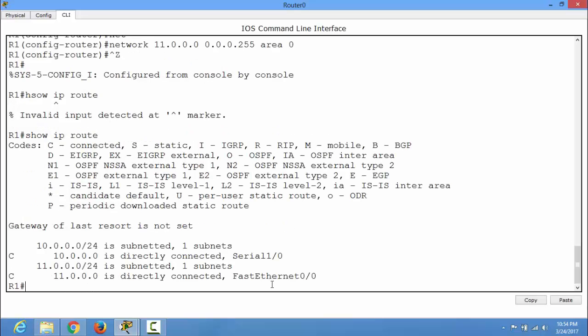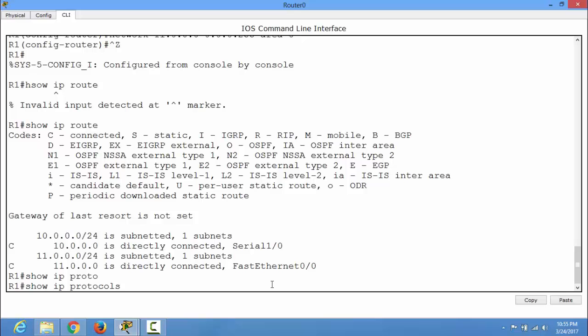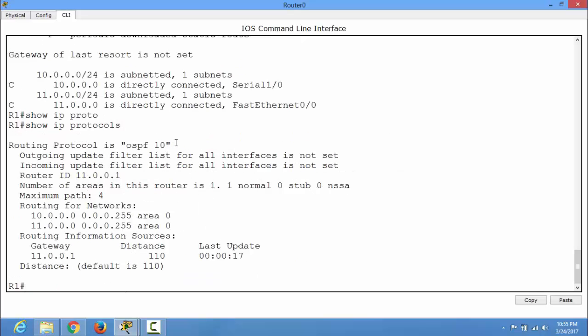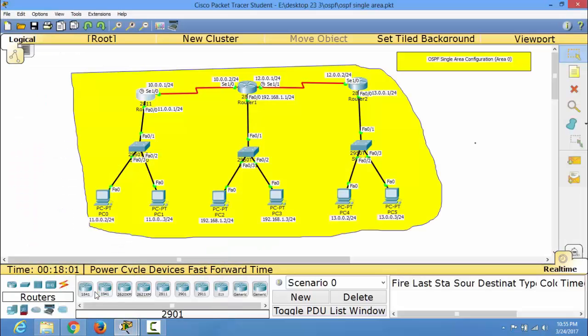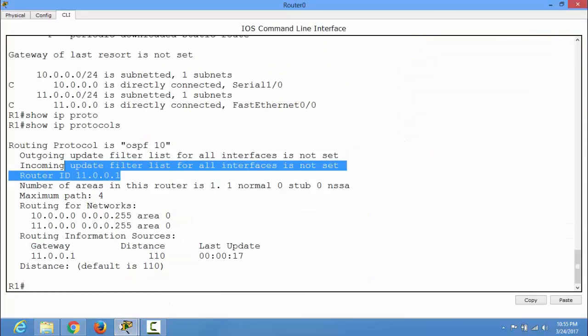Nothing has come up because the neighbor has not been configured, but still we can verify with the show IP protocol command. Now you can check here, I have configured process ID 10. One main thing that I want to show is that the router ID is 11. As I have told you, the highest configured IP on the physical interface will be taken as the router ID. So here 10 is configured and 11 is configured. I didn't configure any loopback interface, so it takes this highest IP as the router ID. So it has been verified. So the first router has been done.